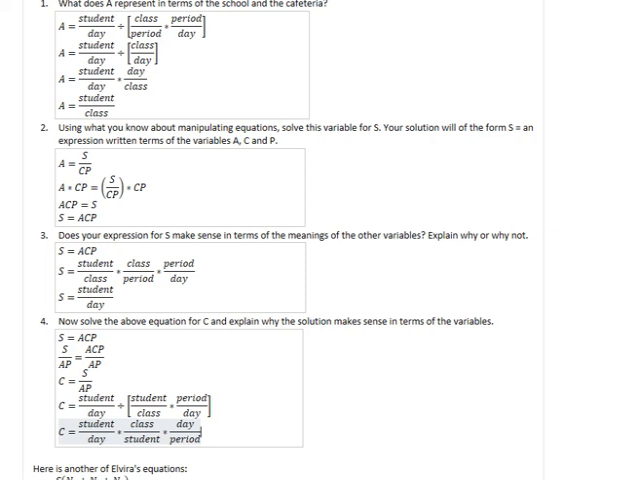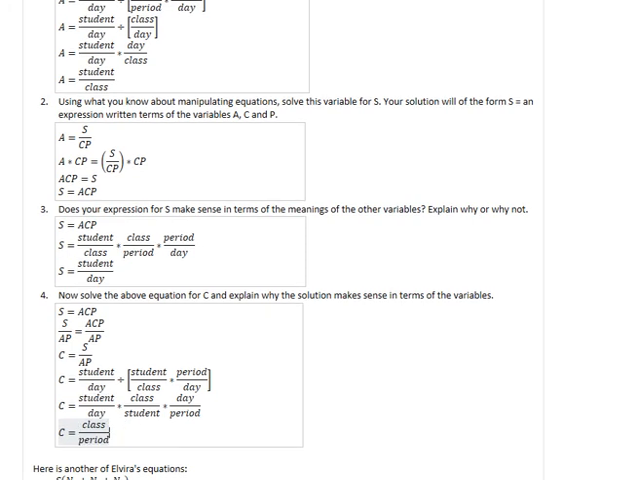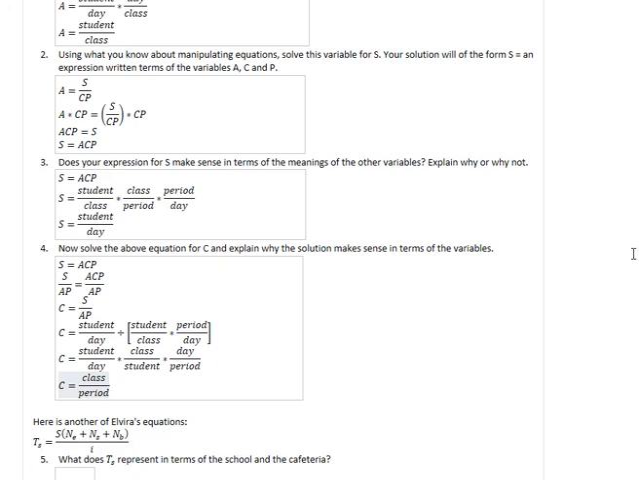And now we see some things that cancel. These students cancel, and day cancels too. We are left with C equals class over period, which is what we should get. Yeah, we should get class over period. That is straight off of our table. Therefore, this expression that we came up with makes sense in the context of our variables.